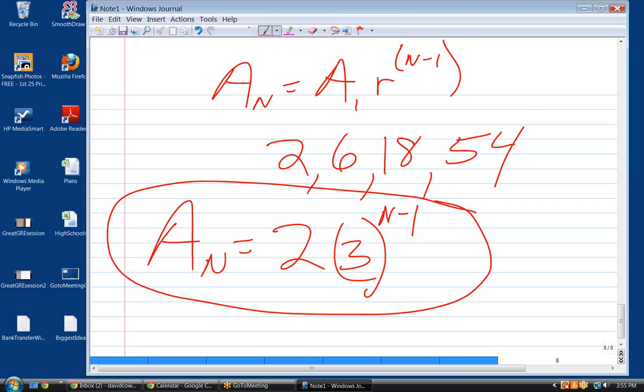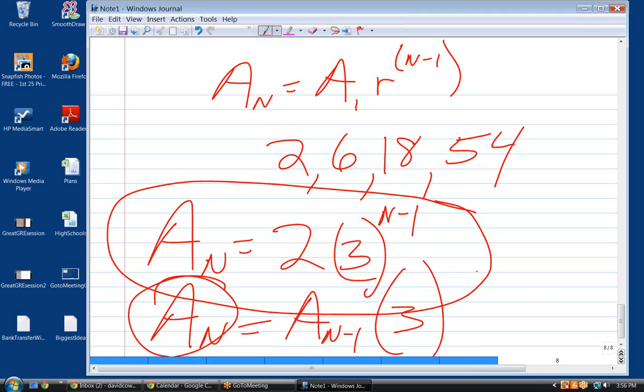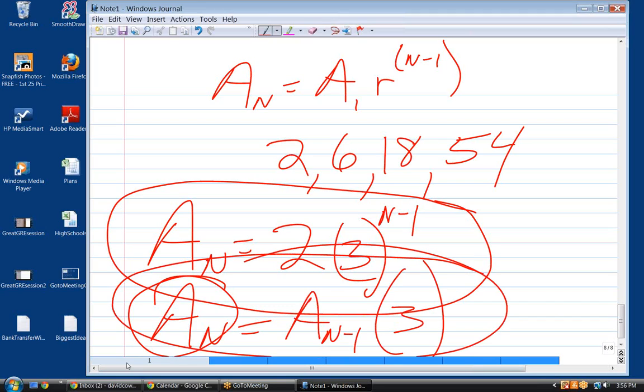There's also the recursive. Have you talked about that at all? Yeah, recursive is always defining A sub n as a function of the previous term. Well, we know what it is. It's the previous term times the common ratio. So that would be the recursive definition of this explicit definition.